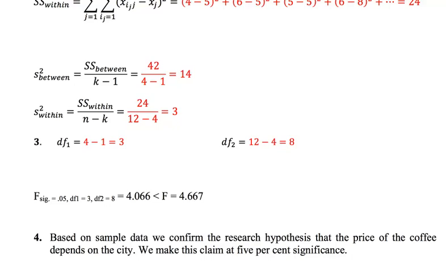At 5% significance, the critical value is 4.066, which is less than our computed F of 4.667. So we can conclude that this should be true for the population as well. Based on the sample data, we can confirm the research hypothesis that the price of coffee depends on the city and make the claim at 5% significance.